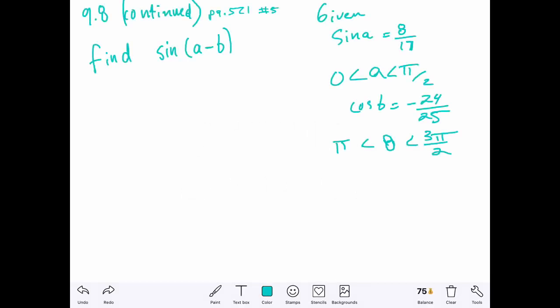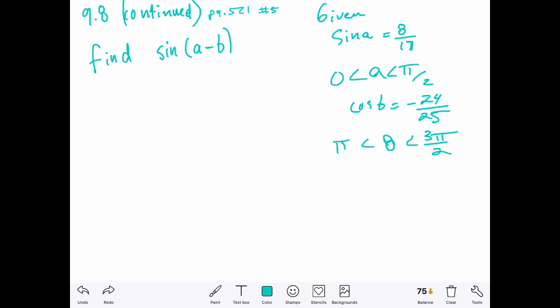Okay guys, let's continue with 9.8 and we'll look at other ways to use our sum or difference formulas here. And let's look at number 5 here on page 521, number 5, find sine A minus B.